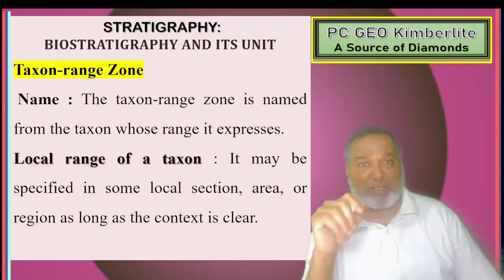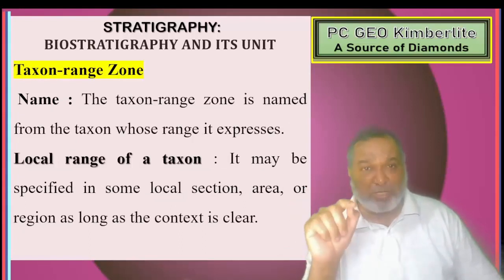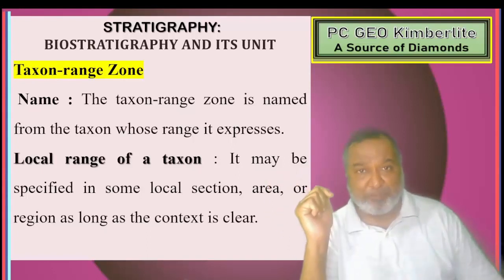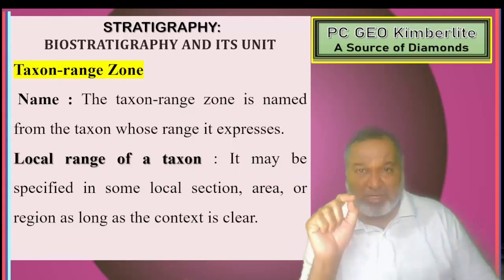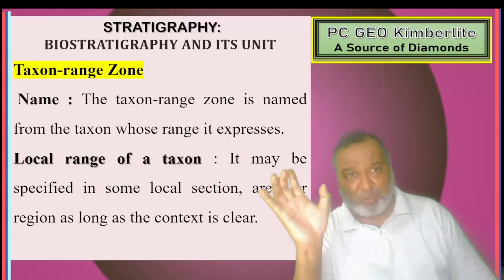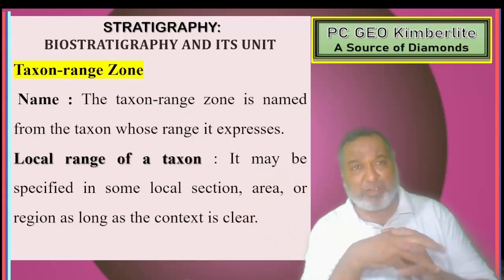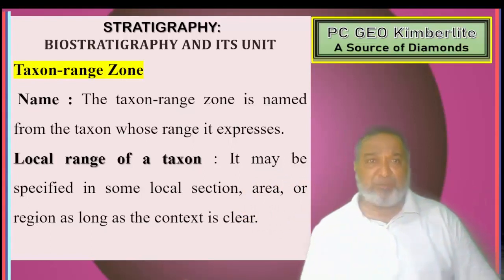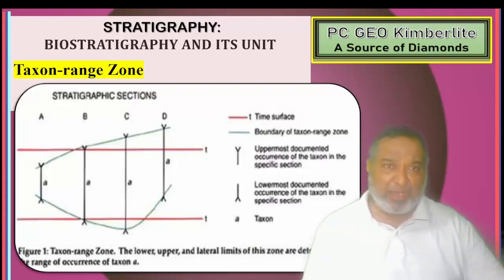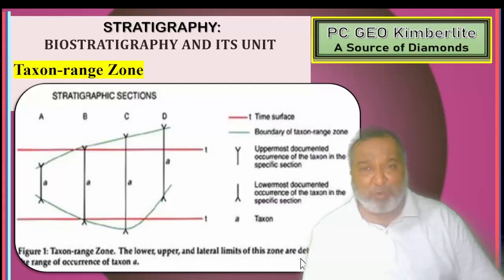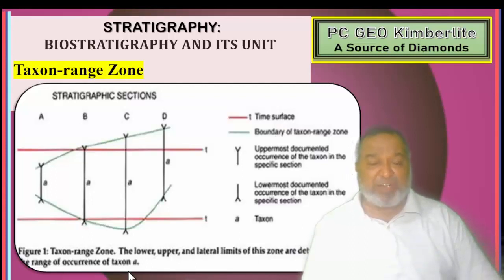The taxon range zone is named from the taxon whose range is expressed, like the local range of a taxon. It may be specified in some local section, area or region as long as the context is clear. So in stratigraphy, most of the time a local name is given for the taxon. So remember that it will be the local range of the taxon. This is what we have, the taxon range A, B, C, D. This is the taxon range zone. The lower, upper and lateral limits of the zone are determined by the range of occurrence of the taxon.